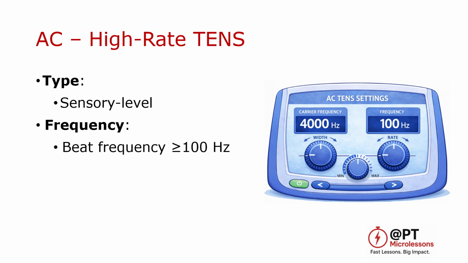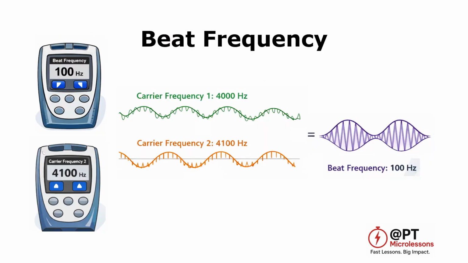Okay, let's look at how to set up high-rate TENS using alternating current. Starting with type, we are targeting a sensory level response for pain modulation. Instead of setting pulse frequency, we use beat frequency, which determines the treatment effect. For high-rate TENS, we set the beat frequency to 100 Hz or greater. Some devices let you choose the beat frequency itself, while others require you to adjust the second carrier frequency.